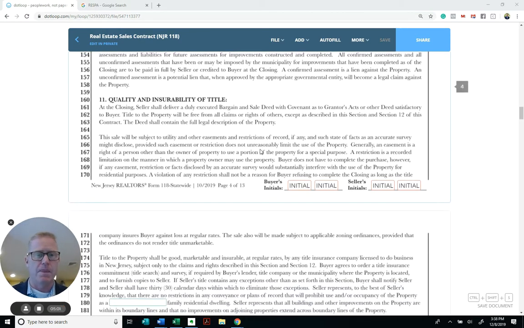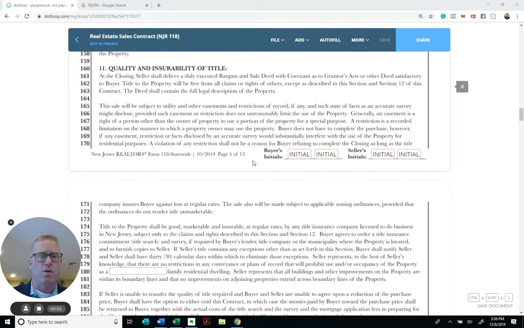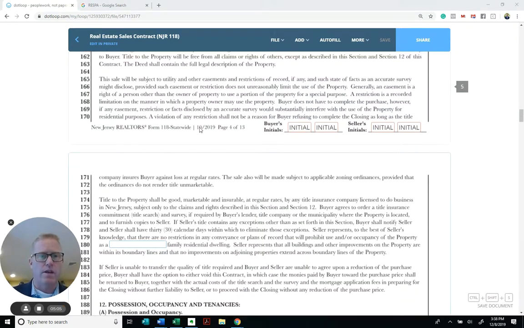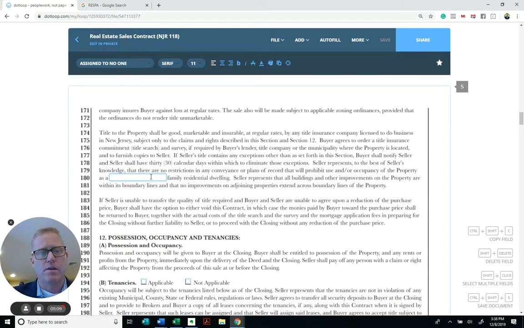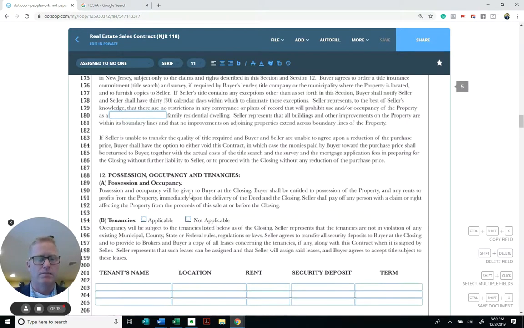When you talk about all of these fields here, it's basically asking about the quality of the title and insurability. This box here would typically indicate if it's a single family home, if it's multifamily, and so on and so forth.